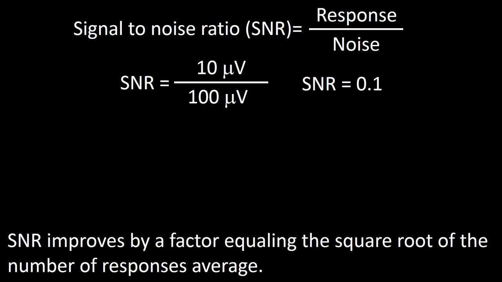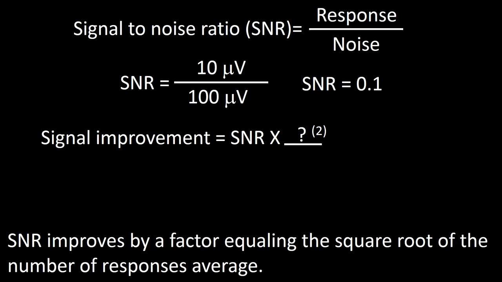The signal to noise ratio improves by a factor equaling the square root of the number of responses averaged. So the easiest way is to fit the equation in this frame. It is good to think that signal improvement is equal to the signal to noise ratio multiplied by the number of trials producing the desired signal, and then having that number squared. Take a few seconds to look at this frame to make sure that this concept is relatively clear.